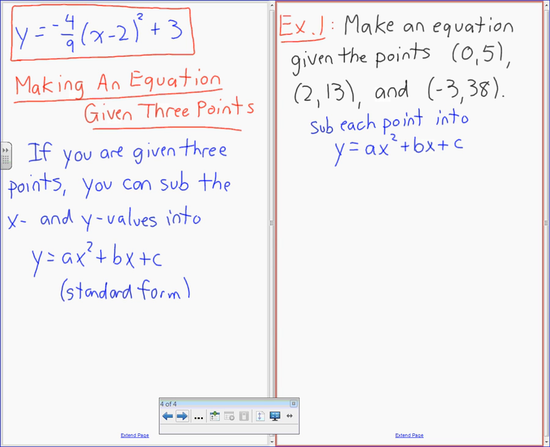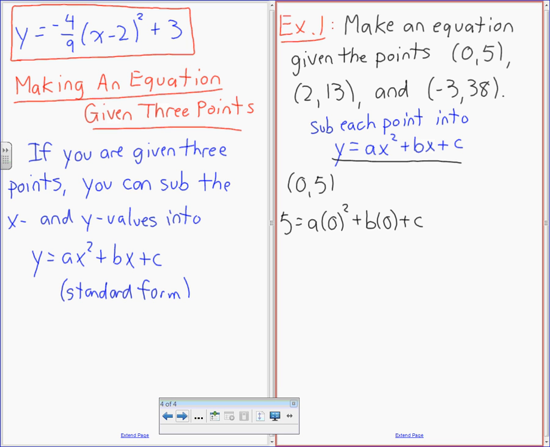All right, Hannah, can you please tell me, I'm going to choose the first color, the first point which I'm going to do in black is going to be 0, 5. What's the x value and what's the y value for this one, please? Okay, good. So the x is 0 and the y is going to be 5. So what I'm going to do is I'm going to sub into this equation. I'm going to write it as 5 equals a times 0 squared plus b times 0 plus c.